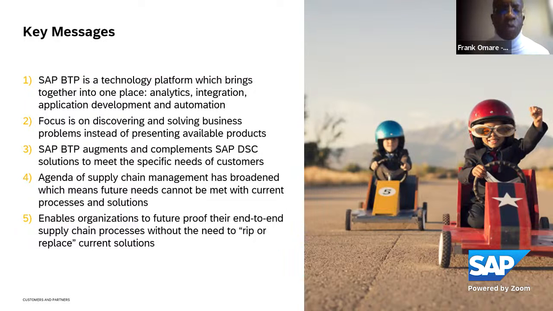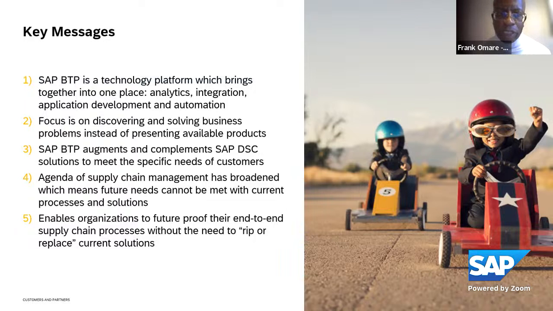So in terms of key messages, what have we covered? BTP is a technology platform that brings together into one place analytics, integration, application development, and automation. Again, focusing on the 3 pillars. The focus is really on discovering and solving business problems. So it's not just about what the available SAP products are, and let's try and shoehorn those or adapt them to meet specific needs with complex workarounds. That's not what BTP is all about. It's keeping the core clean, keeping your core solutions as they are, and building out and enhancing capabilities to enable you to future-proof your supply chain.